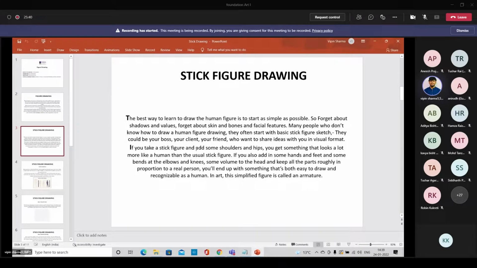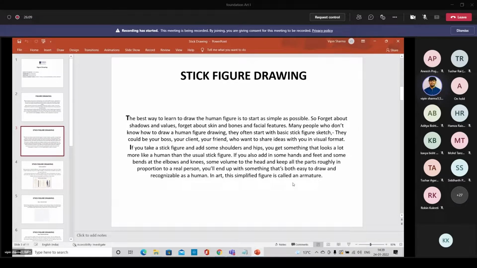But if you take a stick figure and add some shoulders and hips, you get something that looks a lot more like a human than the usual stick figure. If you also add in some hands and feet and some bends at the elbows and knees, some volume to the head, and keep all the parts roughly in proportion to a real person, you will end up with something that's both easy to draw and recognizable as a human. In art, this simplified figure is called an armature.